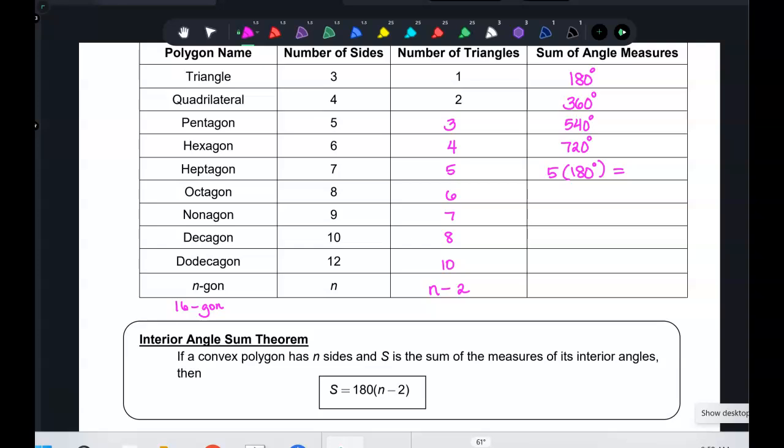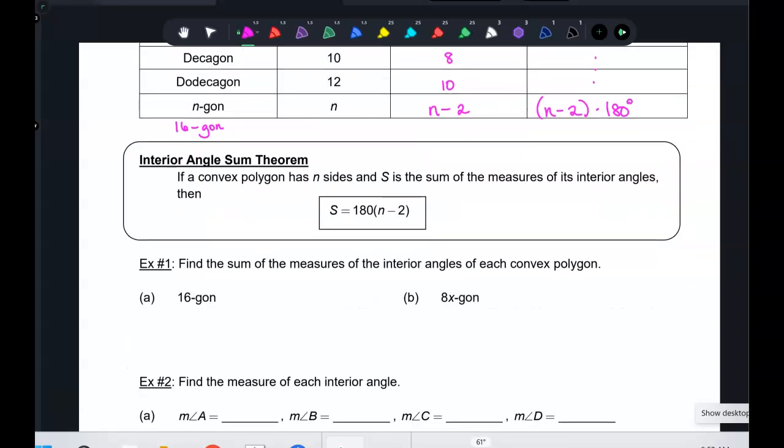So 5 times 180 will give us, and we would keep going. So that means for any polygon, we would take n minus 2 times 180. Or I have it here, 180 times n minus 2. It doesn't matter which order we put them in, because of the commutative property. Where n stands for the number of sides, S just stands for the sum. Now be careful, these are interior angles. Later we'll look at the angles on the outside.